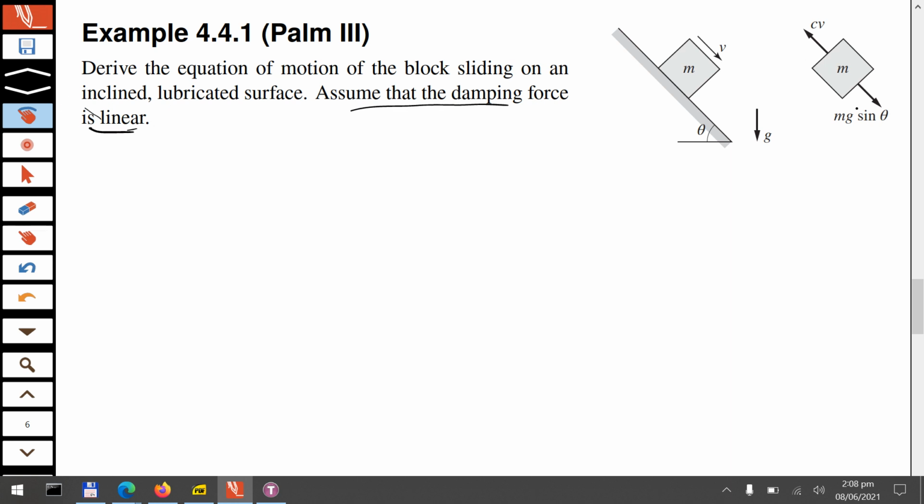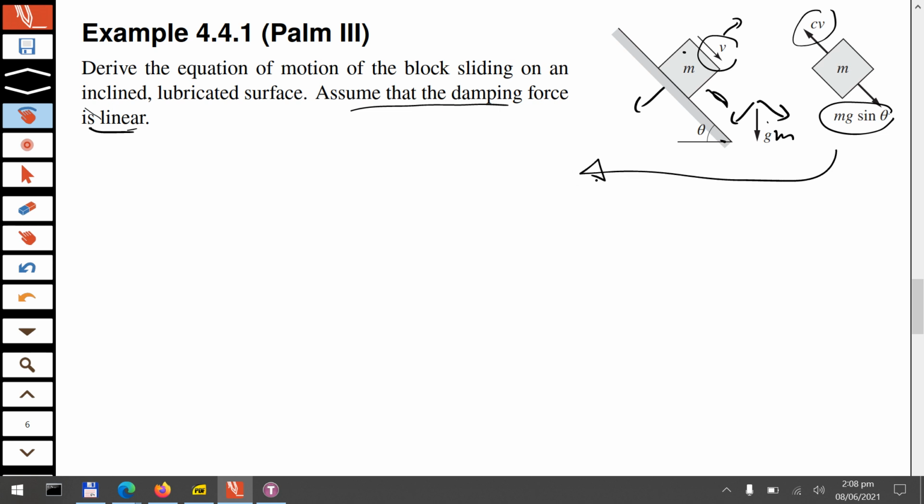So now if you want to draw the free body diagram, as usual, this mg can be decomposed into two components. This component will balance the normal force, and that will not cause any motion because there is no jumping. But along the incline, the component of gravitational force will be balanced by the damping force, which will always be opposite to the relative velocity between this body and the surface.